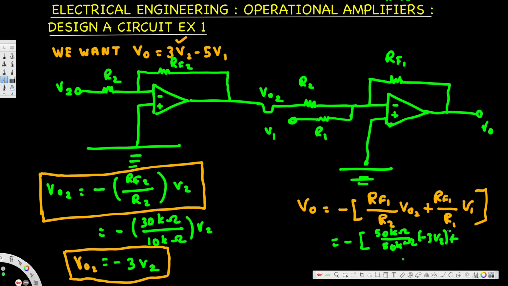And if this is 50, it's easy to create 5, because we already put RF1 as 50, so we have to keep the same value. If RF1 is 50, then to bring 5 to the answer, because we want this one to be 5V1, we can put 10 kilo ohm in the denominator. So 10 kilo ohm, in that way we will get 5 right here, right? And this is multiplied by V1, and finally we will derive VO, that is equal to 3V2 minus 5V1. And that's how we do this kind of thing.